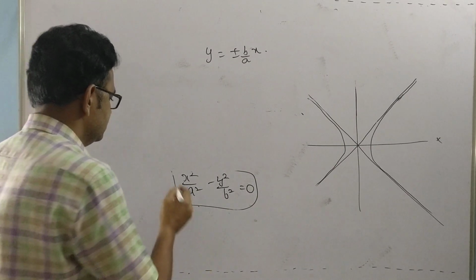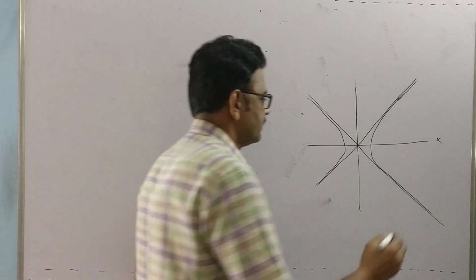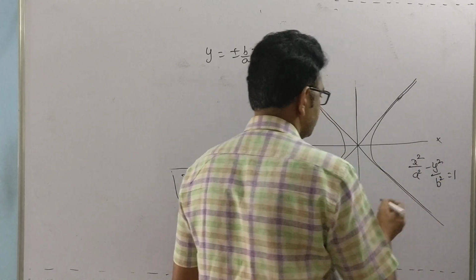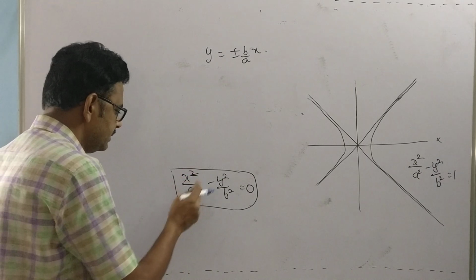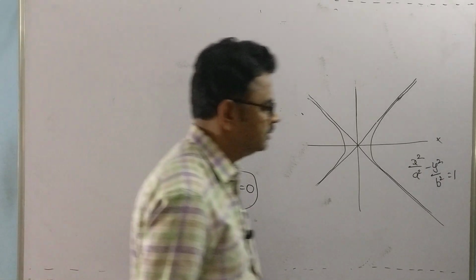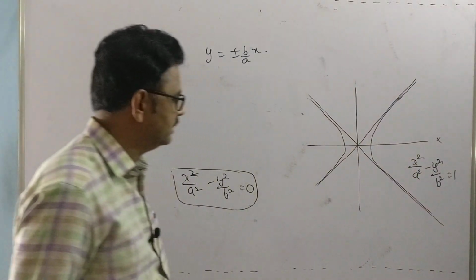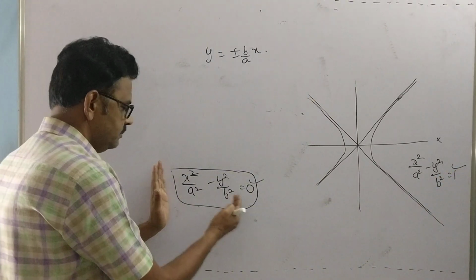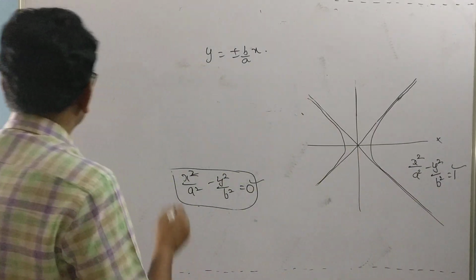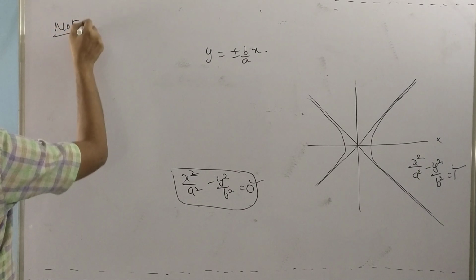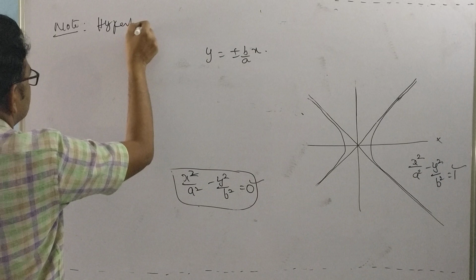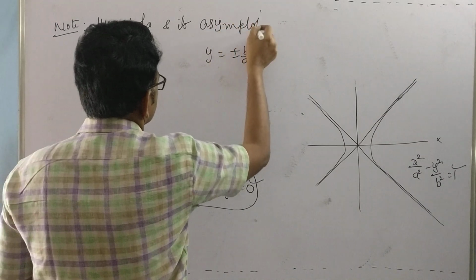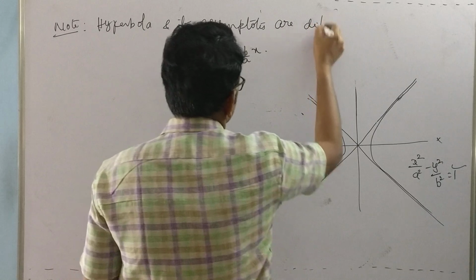So, by observing that, what is the hyperbola equation? X square by a square minus y square by b square equal to 1. This is the hyperbola equation. And the asymptotes are x square by a square minus y square by b square equal to 0. Now, by observing, the asymptotes and the hyperbola differ by a constant. So this part is the same and this is also the same. First point: the hyperbola and its asymptotes differ by a constant.